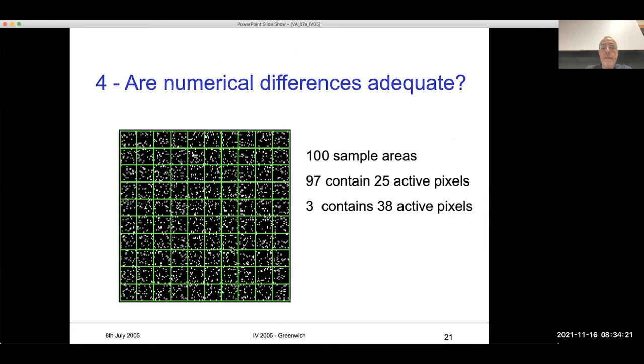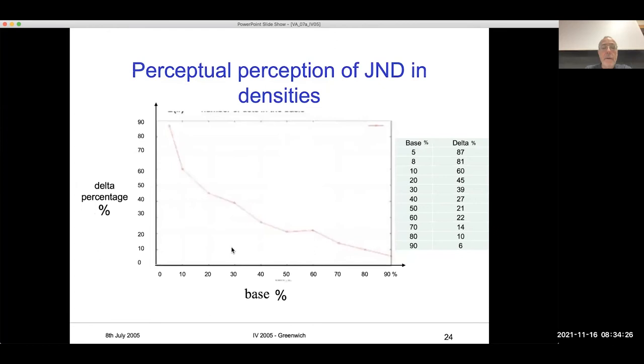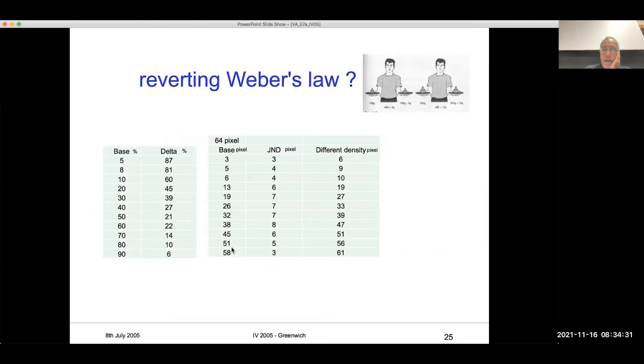Backing to this result, and if you look at this number, I'd like to make this a little bit more concrete. Assume an 8x8 sample area having 64 pixels inside. 5% of that is 3 pixels. 8% is 5 pixels. So now the base is expressed in pixels. That is easier to understand.